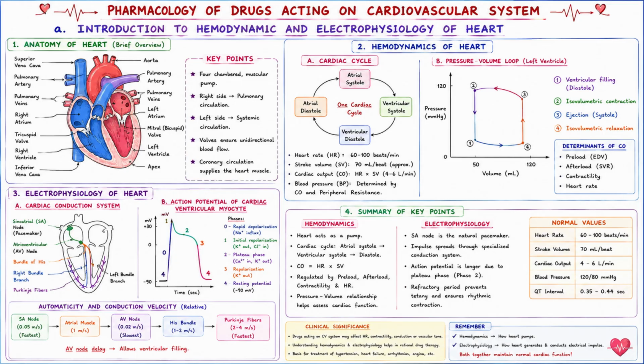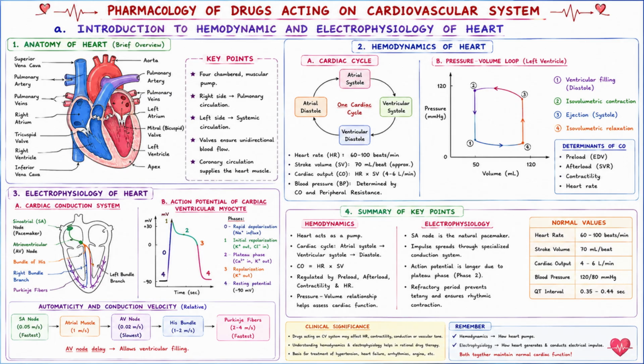Let's start. The heart is a muscular organ that works like a pump and continuously circulates blood throughout the body. The human heart consists of 4 chambers: right atrium, right ventricle, left atrium, and left ventricle. The right side of the heart carries deoxygenated blood to the lungs, while the left side pumps oxygenated blood to the entire body.